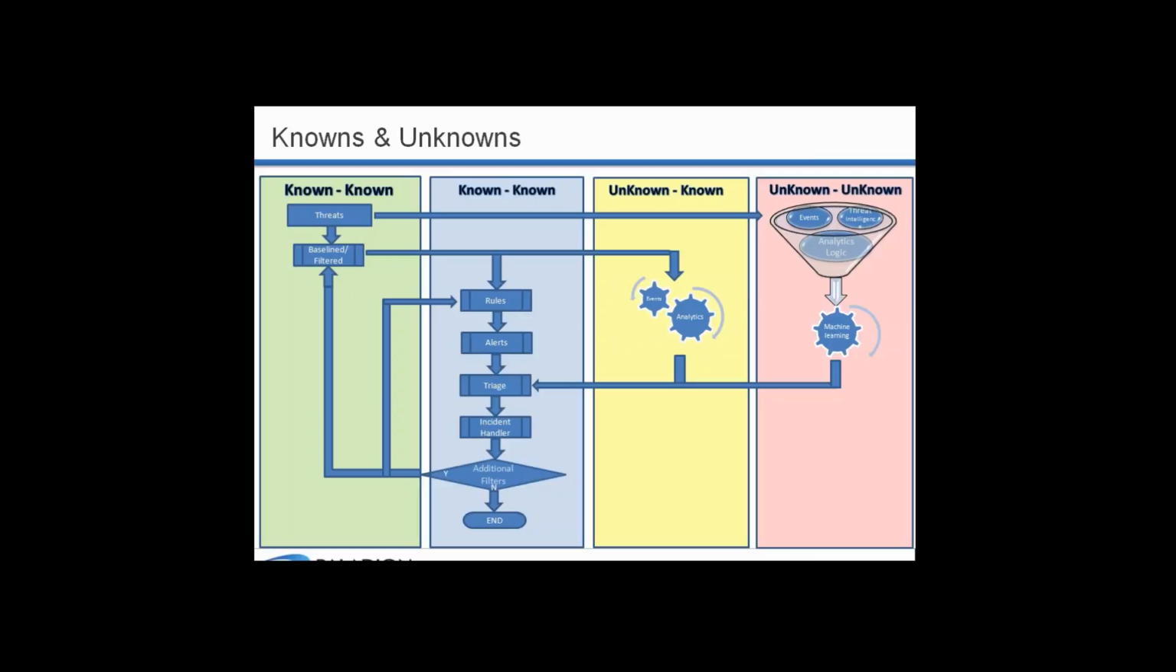And again, in the same area of known knowns, at the SIM solution, we build the right rules to bring out the alerts that matter, and we triage them and then send them to the incident handler. Based on inputs from the incident handlers, we might add additional filters or build new baselines or build new rules for the post triage.